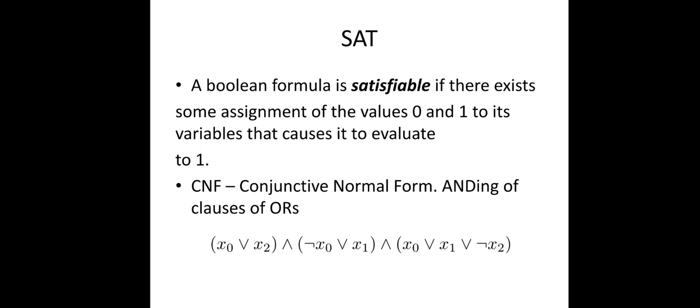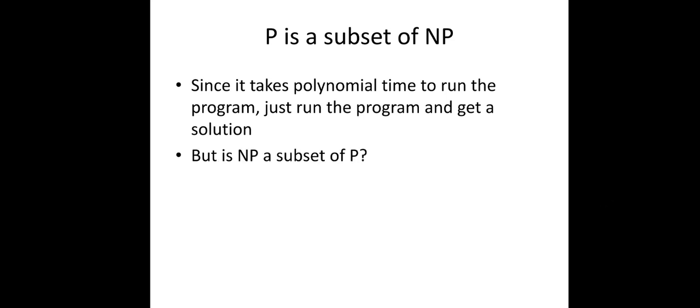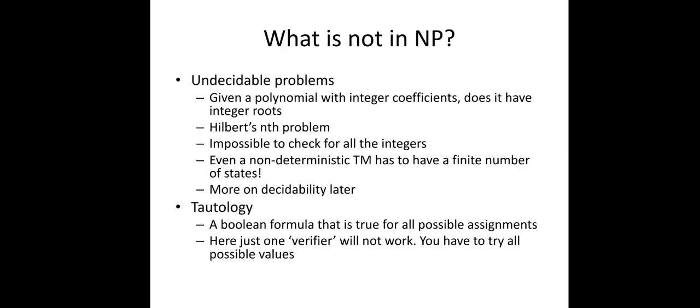Now SAT. A Boolean formula is satisfiable if there exists some assignment of the values 0 and 1 to its variables that causes it to evaluate to 1. Now CNF is conjunctive normal form, ANDing of clauses of ORs. Now P is a subset of NP, since it takes polynomial time to run the program, just run the program and get a solution. But is NP a subset of P? No one knows if P is equal to NP or not.